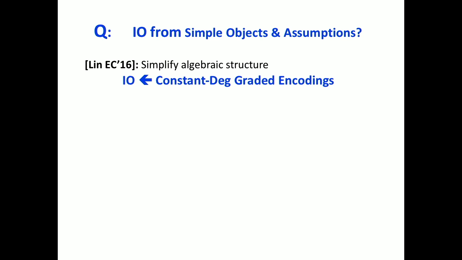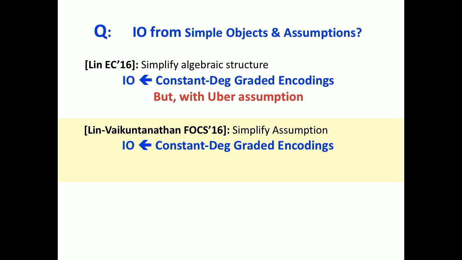This year in Eurocrypt, I presented an I/O construction from constant-degree graded encodings. What are they? They're basically a much weaker version of what we saw before, in the sense they only support homomorphic evaluation of constant degree polynomials. Okay? A drawback of this work is, however, that we rely on the strong Uber assumption on those graded encodings. And as you recall, Uber assumptions are very close to ideal implementation, and we would like to be more concrete. And this is the focus of this new work, in collaboration with Vinod Vaikuntanathan at MIT.